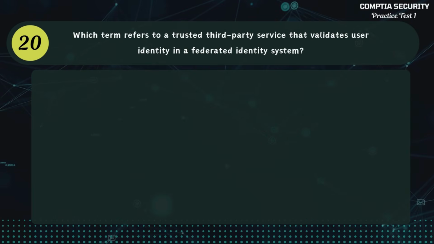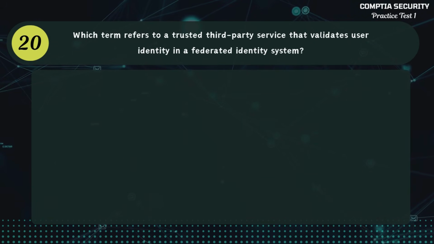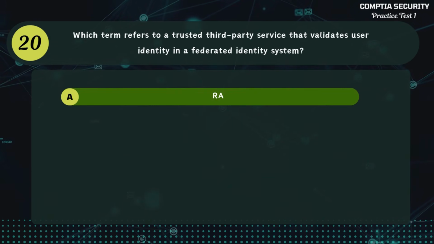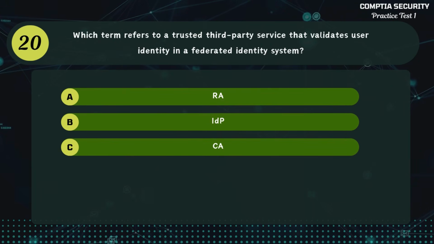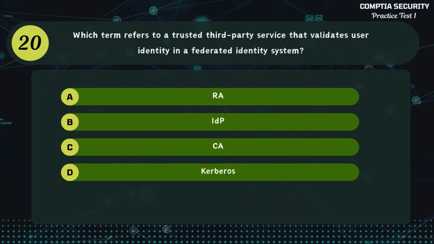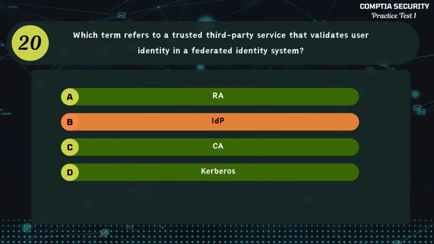Question 20. Which term refers to a trusted third-party service that validates user identity in a federated identity system? A. RA. B. IDP. C. CA. D. Kerberos. Correct answer B. IDP.